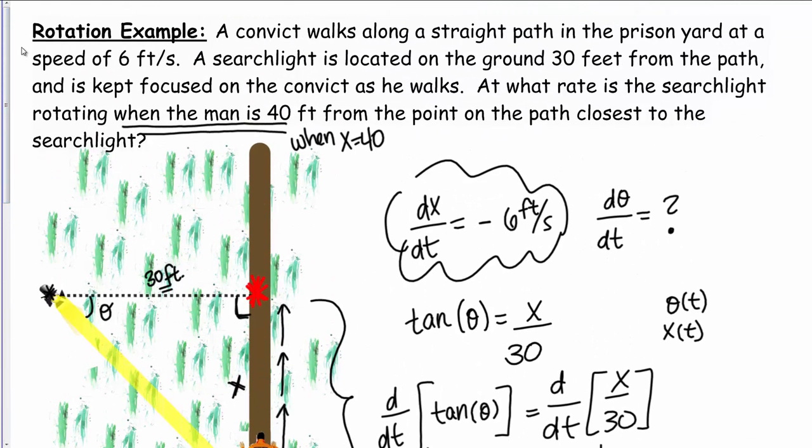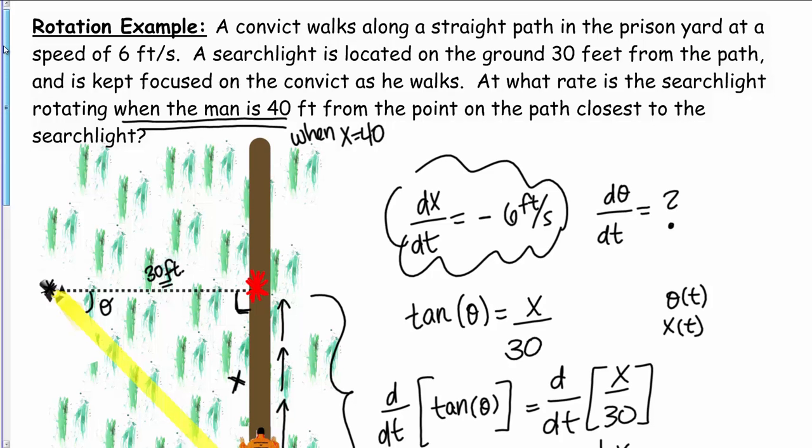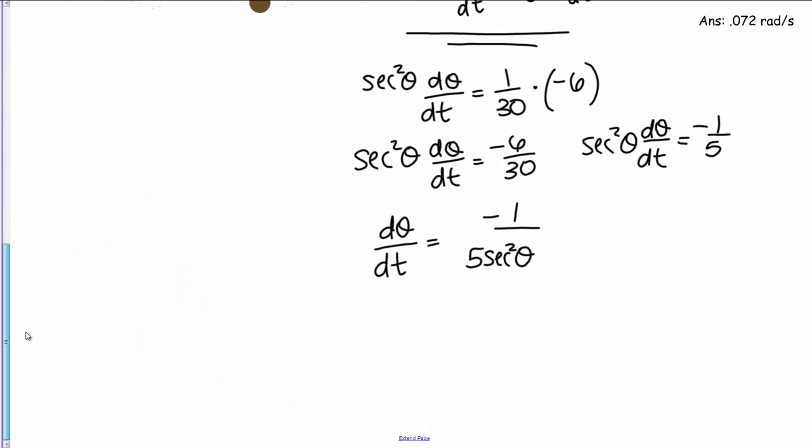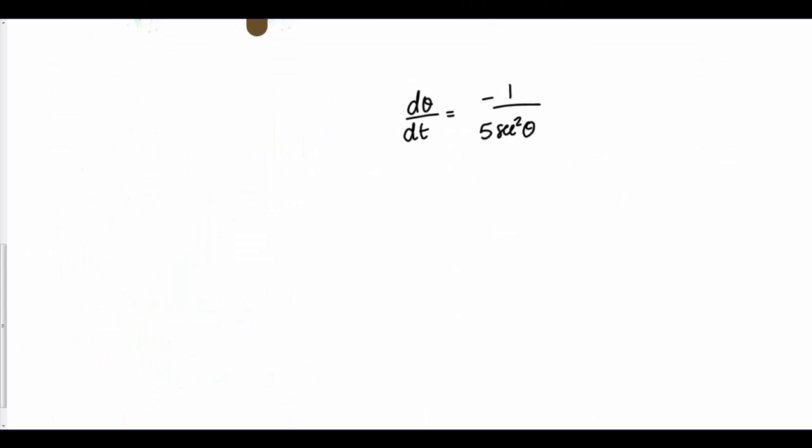I'm ready now to plug in this particular moment information. Now this problem is maybe a little tricky because I'm interested in when x equals 40, but if I scroll down to my formula here, there's no x's in my formula. This may be a little alarming to you, but it's okay because if we know that x equals 40, we can use our original triangle relationship to translate that into information about theta.